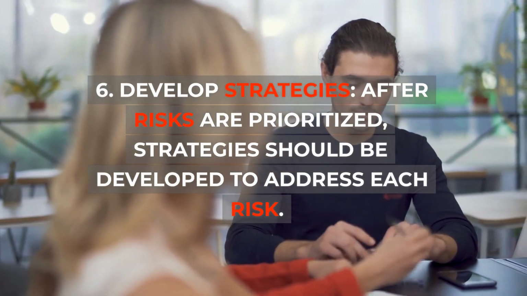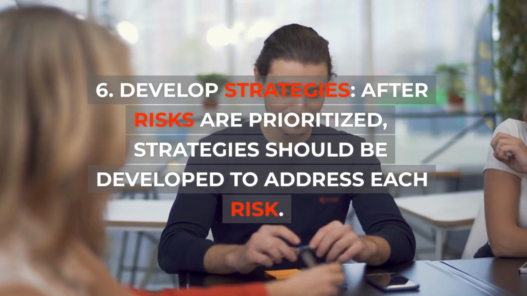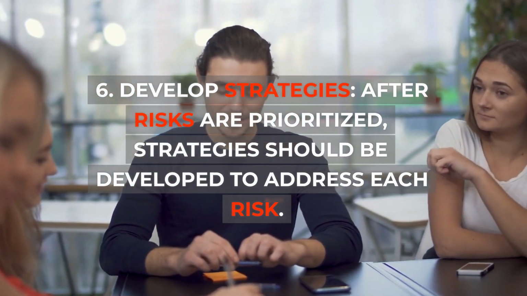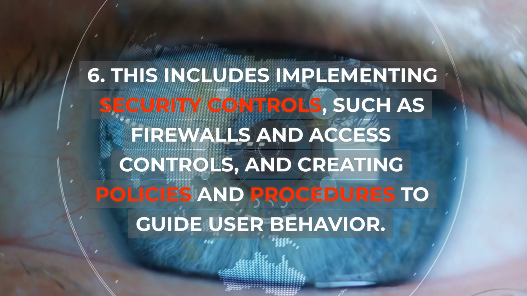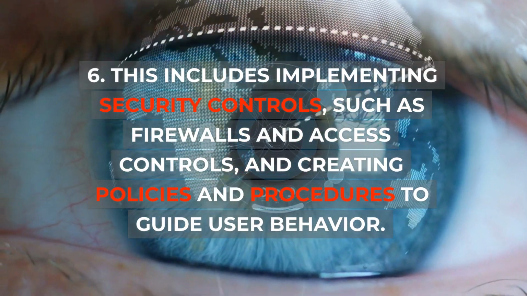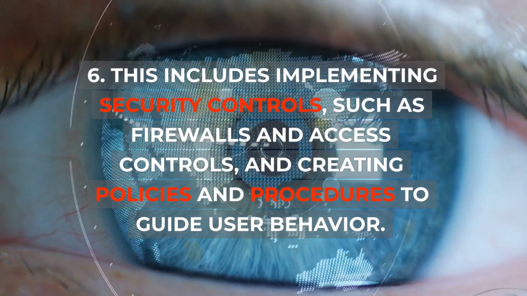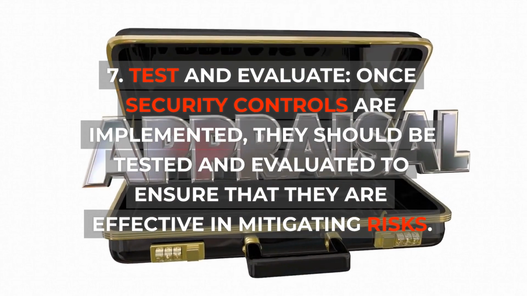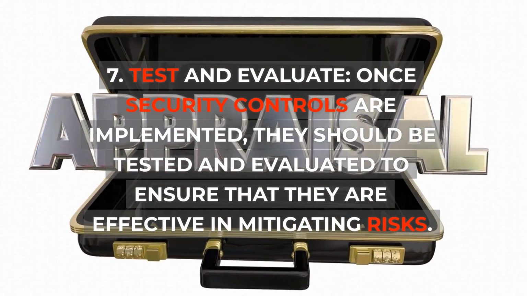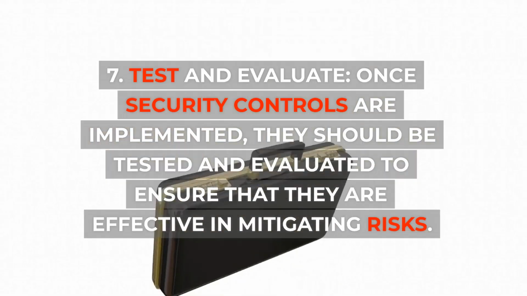6. Develop strategies. After risks are prioritized, strategies should be developed to address each risk. This includes implementing security controls, such as firewalls and access controls, and creating policies and procedures to guide user behavior. 7. Test and evaluate. Once security controls are implemented, they should be tested and evaluated to ensure that they are effective in mitigating risks.